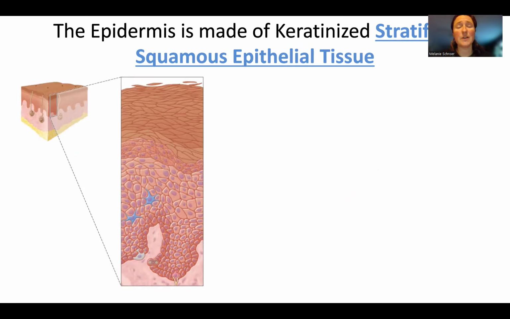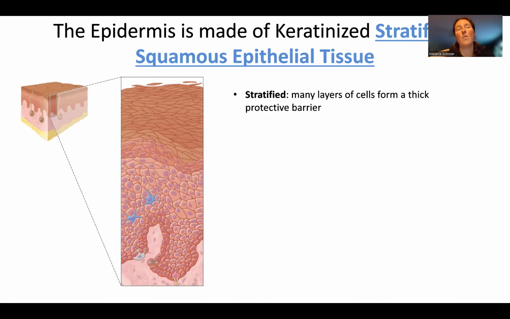So in this lesson, we are focusing on the skin, specifically the epidermis. The epidermis, what is it made of? It is made of stratified squamous epithelial tissue. Stratified because there are many layers. Squamous because the cells are a little bit flat, right? Especially when we get way up here to the top.